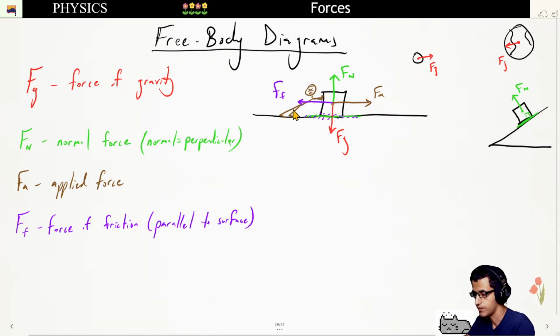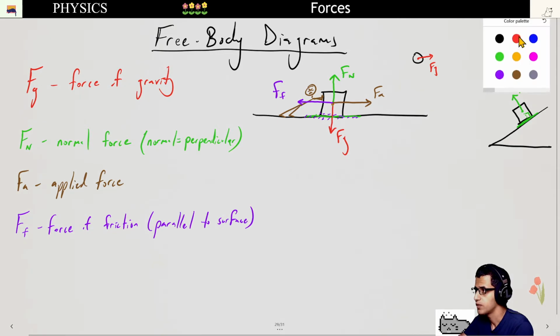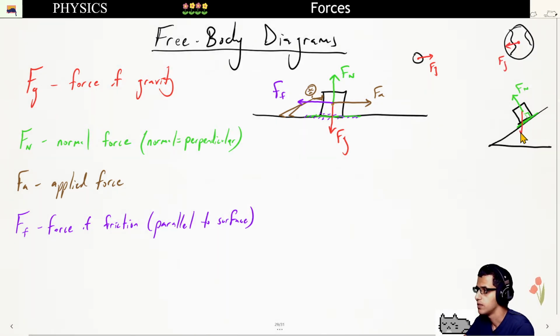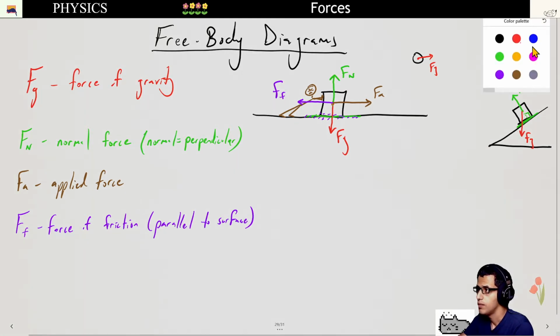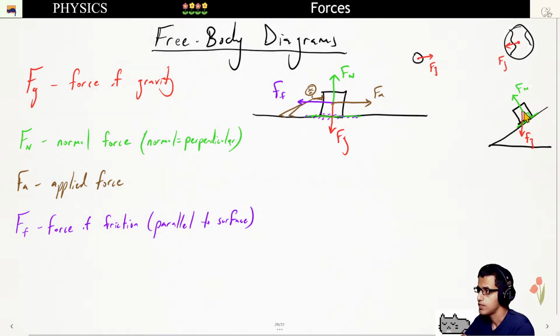Label F sub F. For this box on the inclined plane, normally it would just accelerate downwards. I didn't draw the force of gravity for it, but here it is. So if these were the only two forces, it would slide down the incline. But if it's sitting there, it means that there must be a force of friction holding it up here.